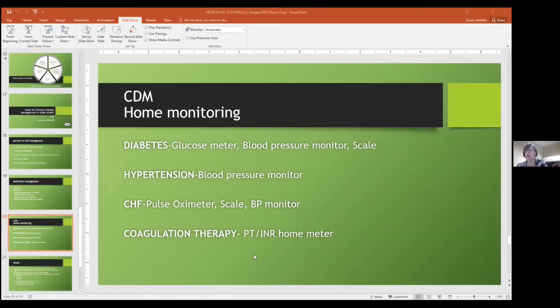Now, most of the patients that I've dealt with really can't navigate that whole system, so it's important that you have good communication. So next slide, please.